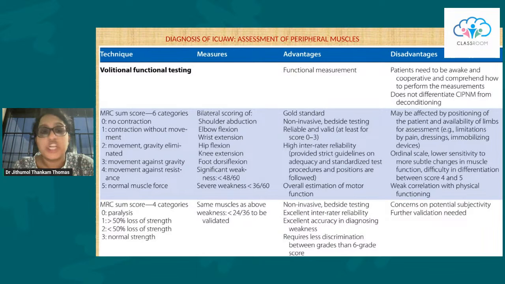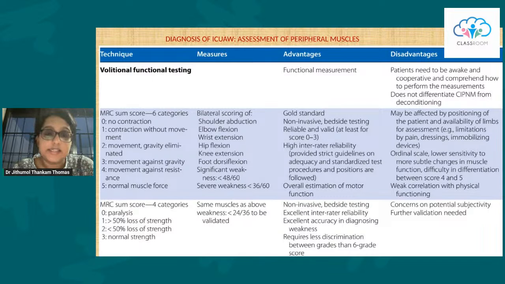And it's an ordinal scale from 0 to 5. And you see the sum score. That is, you take the 6 groups of muscles on both sides, giving a total score of 60. Now, because of the limitations of the MRC sum score in 6 categories, they have also divided it into just 4 categories. Grade 0 is if the patient is completely paralyzed. Grade 1 is if there is more than 50% loss of strength. Grade 2 is if there is less than 50% loss of strength. And grade 3 is normal strength.